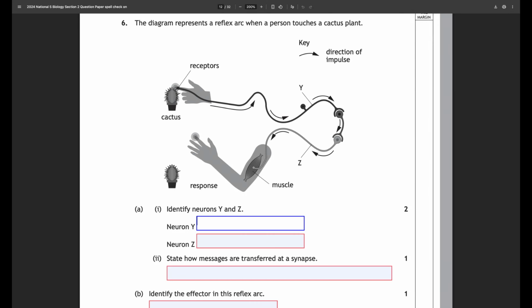Ouchie. Okay, we've got the fingers touching the cactus, we've got the receptor there, and then we've got a big long neuron that goes from the receptor towards the central nervous system. We have to identify that neuron Y first of all.